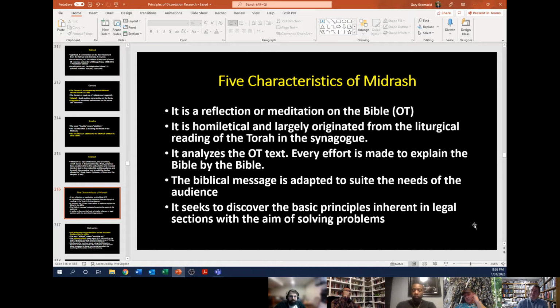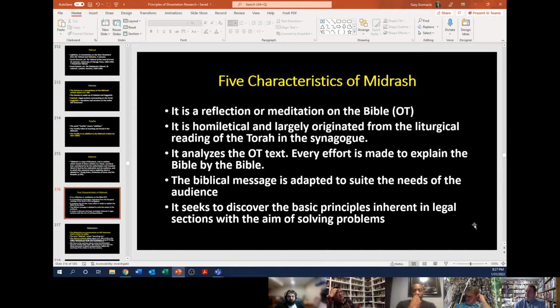So, five characteristics of Midrash. It's a reflection or meditation on the Bible, the Old Testament, the Hebrew Bible. It's homiletical, so it's like a sermon, largely originated from the liturgical reading of the Torah in the synagogue. All right, so you would have the rabbis preaching a sermon based upon the Torah reading in the synagogue. So it's going to analyze the Old Testament text, and every effort is made in the Midrash to explain the Bible by the Bible. We call that the analogy of faith, right?